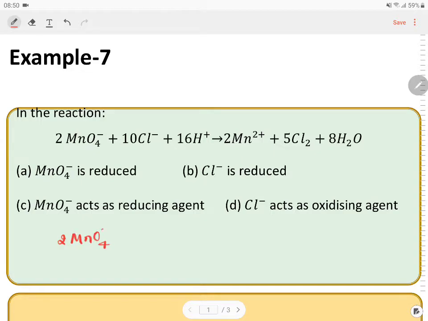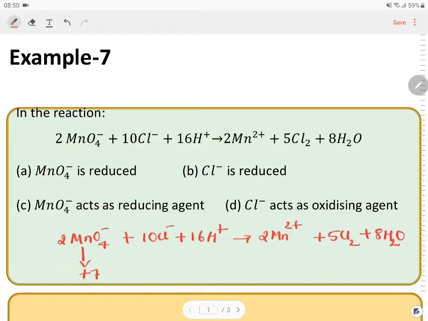2MnO4 minus plus 10Cl minus plus 16H plus giving 2Mn2 plus plus 5Cl2 plus 8H2O. Find the oxidation number of each central atom. Mn oxidation state will be +7, Cl minus is -1, and this is +2 as it is. This is Cl2, elemental chlorine, therefore its oxidation number will be 0.